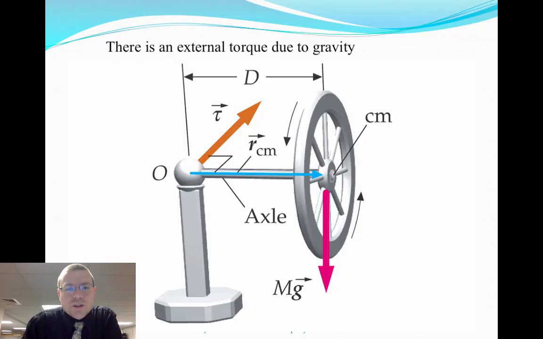So let's set this up. We said that there is an external torque. That external torque is going to try to change my angular momentum. So just off the spin of the wheel, using your right hand, you can see the angular momentum is pointing out and towards the right.